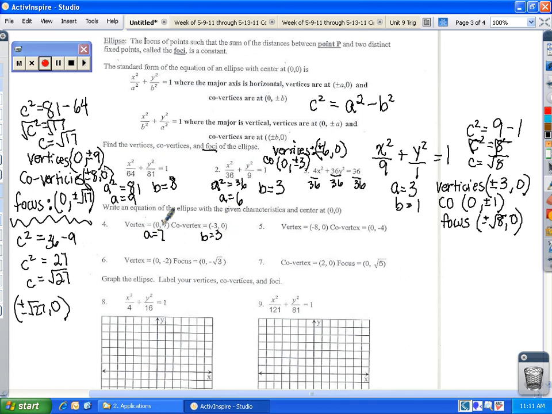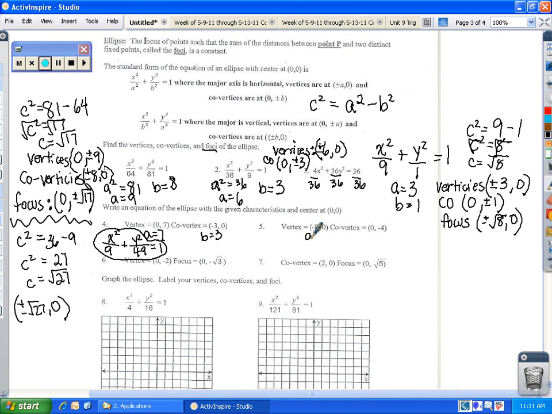Now I'm going to look for what axis is the major axis. 0, comma 7 tells me that my major axis is going to be along the y-axis, so therefore the a is going to be with the y this time. So that means that the b is going to be with the x. So 3 squared is 9, plus y squared over 7 squared, which is 49, equals 1. So my equation is going to be x squared over 9 plus y squared over 49 equals 1.